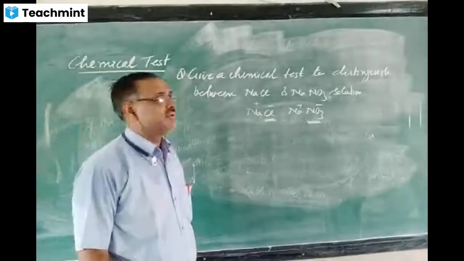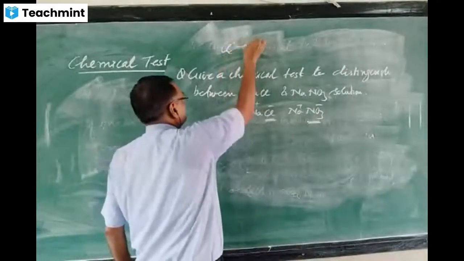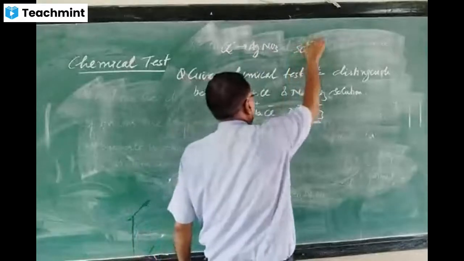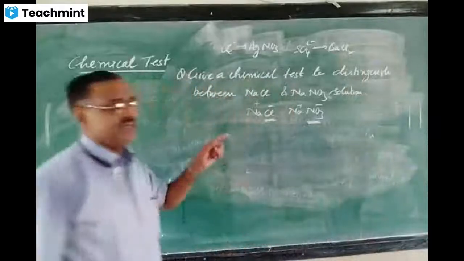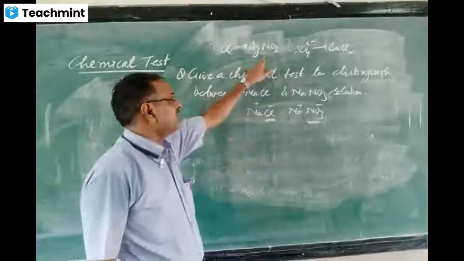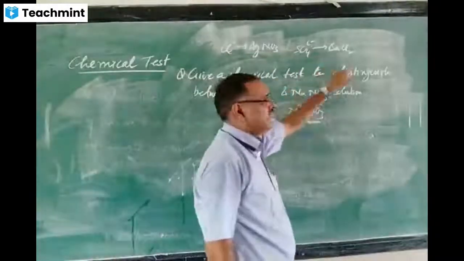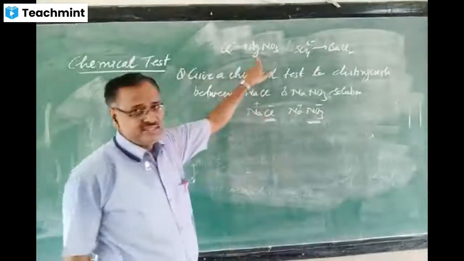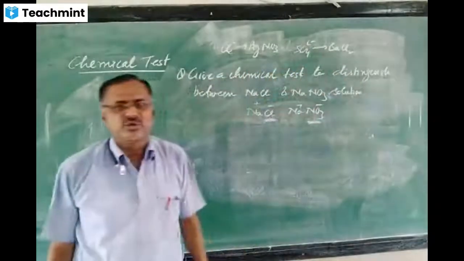For chloride testing, we use the reagent silver nitrate. And for sulfate testing, we use barium chloride. So in any salt, if chloride ion is there and you add silver nitrate, a white precipitate is formed. In any salt, if the sulfate ion is there and you add barium chloride, a white precipitate is formed. Because in the first case, AgCl is formed, which is insoluble. In the second case, barium sulfate is formed, which is insoluble.